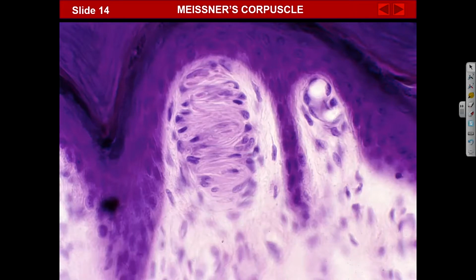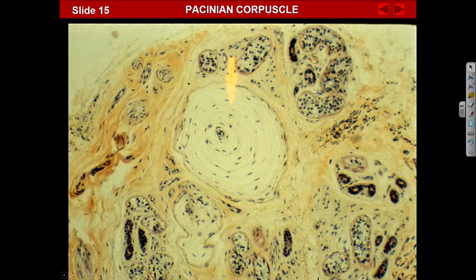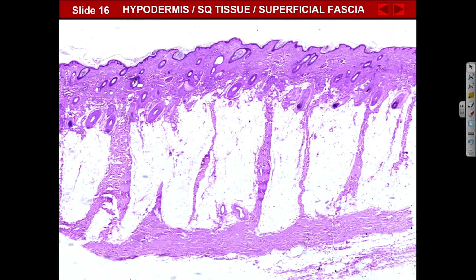So here's a Meissner's corpuscle in that papillary layer. It kind of looks like something wrapped around. This is sensory for light touch. And adjacent in this other component of the papillary layer, we can see a blood vessel in cross-section, okay? Here's a Pacinian corpuscle deeper down. Again, it looks like an onion cut in cross-section. Any questions? Okay, hypodermis. I think I've convinced you hypodermis is not part of the integument. It is adipose tissue.